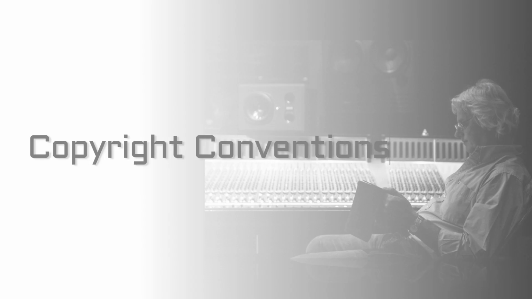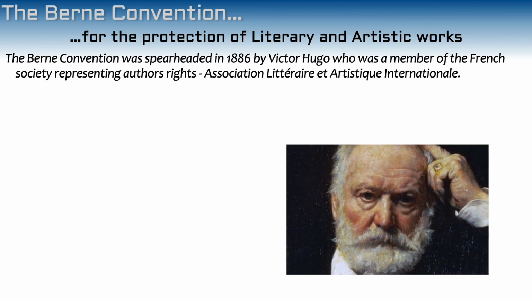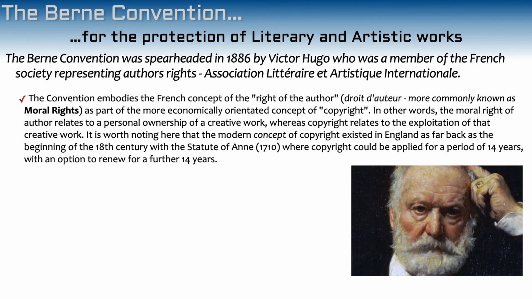Copyright conventions. The Berne Convention for the Protection of Literary and Artistic Works was spearheaded mainly in 1886 by Victor Hugo, who was a member of the French society representing authors' rights, the Association littéraire et artistique internationale. The convention embodies the French concept of the right of the author, le droit d'auteur, more commonly known as the moral right, and it forms part of a more economically orientated concept of copyright.